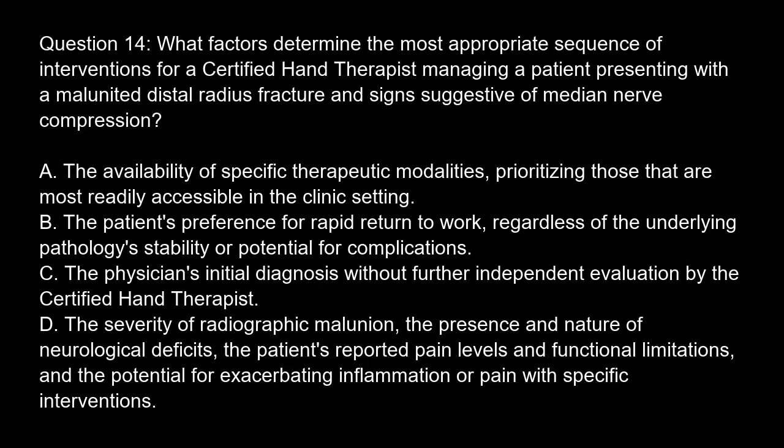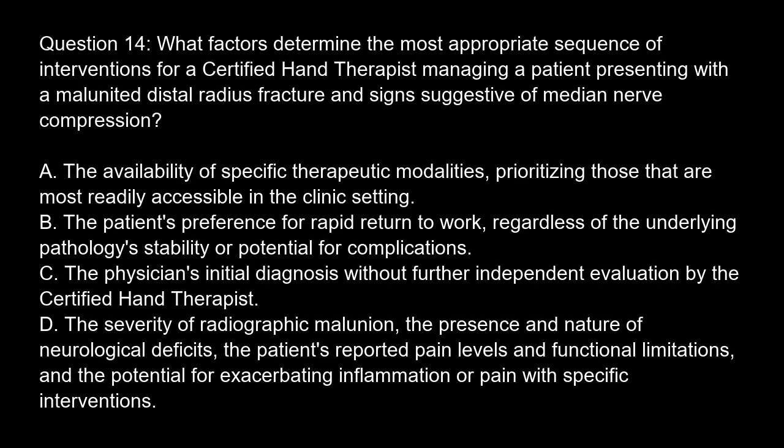interventions. Question 14. What factors determine the most appropriate sequence of interventions for a certified hand therapist managing a patient presenting with a malunited distal radius fracture and signs suggestive of median nerve compression? Option A. The availability of specific therapeutic modalities, prioritizing those that are most readily accessible in the clinic setting. Option B. The patient's preference for rapid return to work, regardless of the underlying pathology's stability or potential for complications. Option C. The physician's initial diagnosis without further independent evaluation by the certified hand therapist.